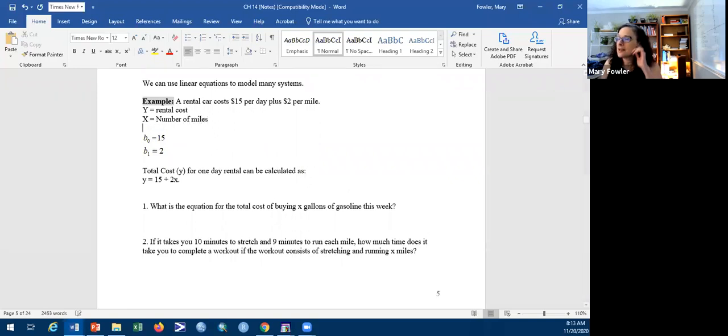And we notice that even before we drive a single mile, we still have to pay $15 for that car, and that's what makes it the y-intercept. So when x equals 0, when I've not driven any miles, the cost of the car is 15. So B naught is 15. And now for every additional mile I drive, I have to pay another $2. And so then 2 becomes the slope.